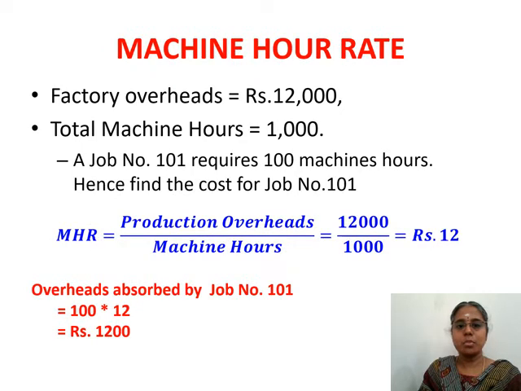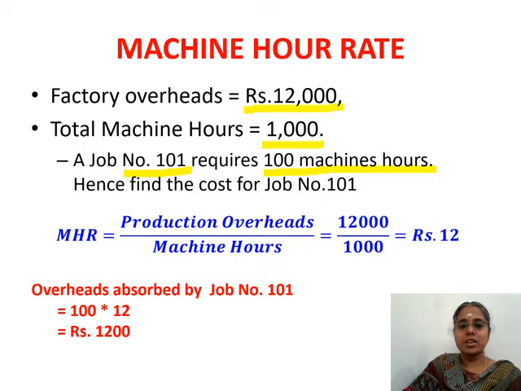So in this problem, you have the factory total overheads as 12,000 and the machine run hours as 1,000. Overheads need not always be a higher rate and the machine hours need not be small. It can be anything, based on the type of machine, it will be different. And you have a job order number 101 which utilizes 100 machine hours. You run that order for 100 hours.